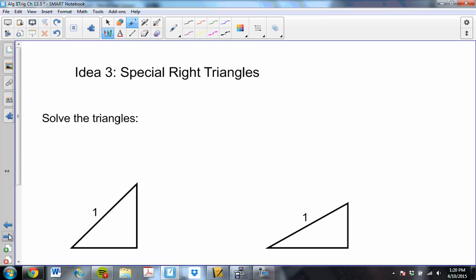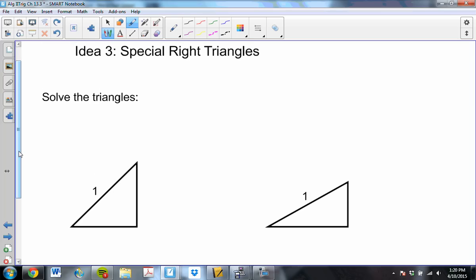The third important idea is special right triangles, which we've talked about briefly before. But I'm going to give us 2 triangles that we're going to solve, and they both have a hypotenuse of 1. One of the special right triangles is a 45, 45, 90. Well, if it's a 45, 45, 90, we know it's isosceles. So if I call this length x and this length x, I have x squared plus x squared equals 1 squared, if I'm doing the Pythagorean theorem, and 1 squared is 1.